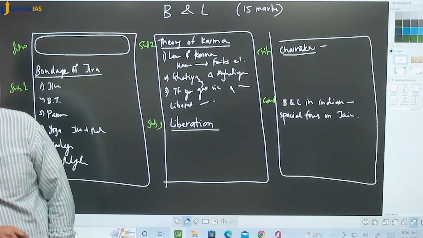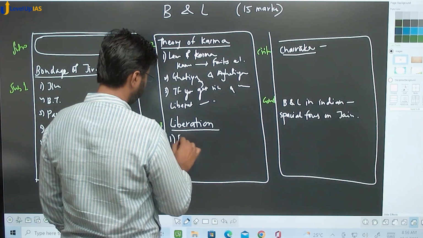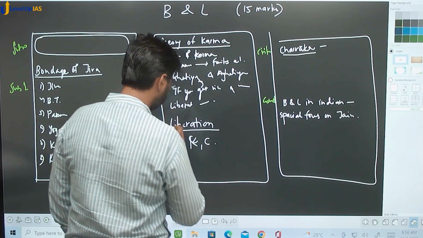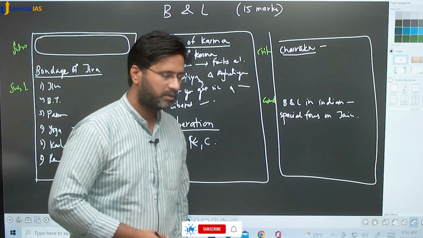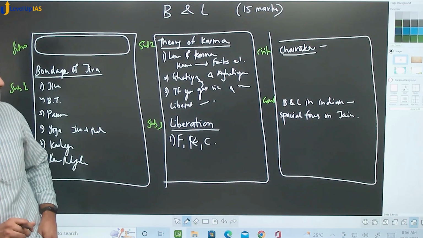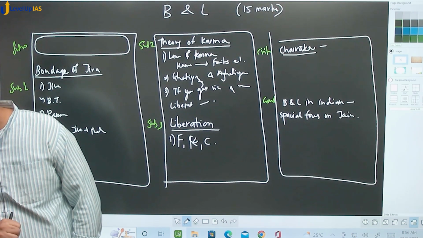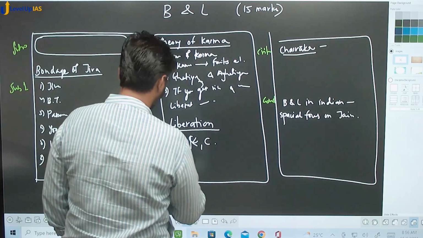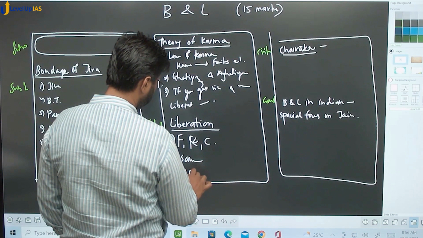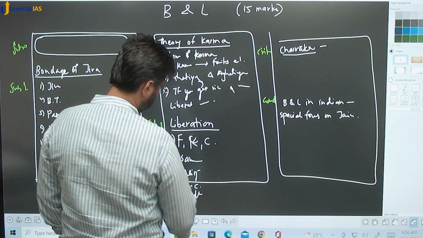Then comes liberation. Now, how does liberation happen? First of all, Ratnatraya, 3 jewels: right faith, right knowledge, and right conduct. Okay. Now, here right faith means faith in Tirthankaras. Right knowledge is knowledge about things as they are, and right conduct is the process that the Pancha Mahavratas and things like that talk about. Then what happens? You talk about Samvar, Nirjara, Ananta Chatushtaya, Siddhashila and Keval Gyan.